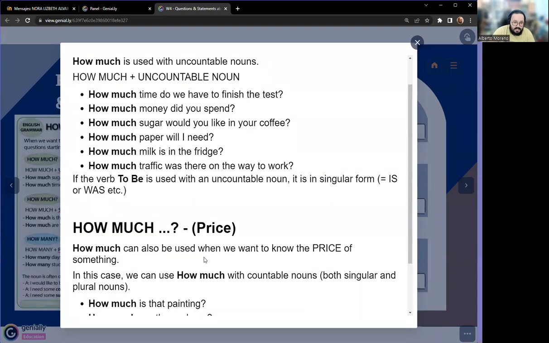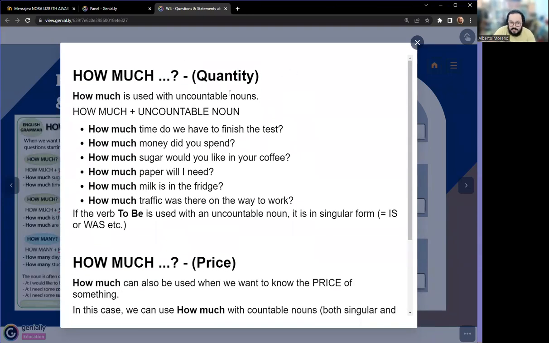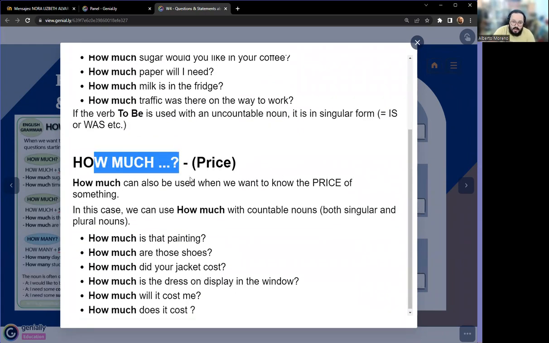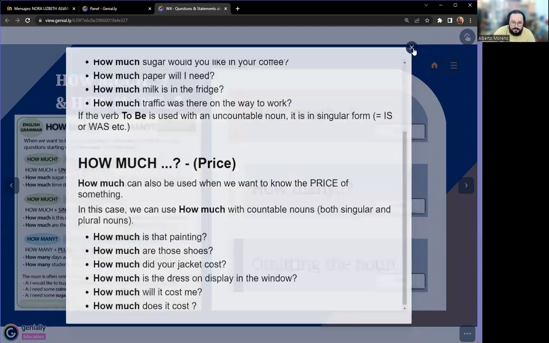If you can see here, guys, if we ask for quantity, we have the rule how much plus uncountable nouns. If we ask for price, we follow the rule how much plus countable singular or plural nouns.